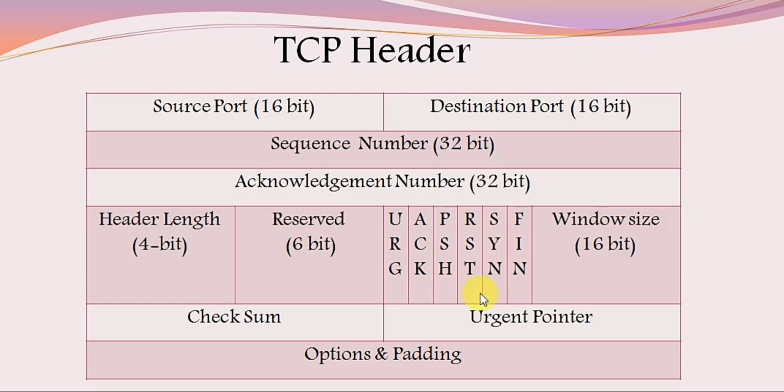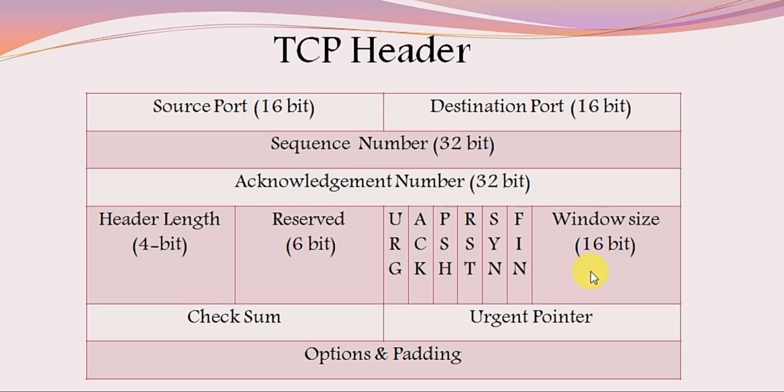RST means reset and SYN means sync flag. This sync flag is used for synchronization. So whenever the first byte is sent, a sync flag indicates the connection request to the server or the receiver. Now see the next flag, that is FIN, which means a terminate or finish flag. Whenever the last byte is sent, this FIN flag is used to indicate the termination of the connection to the receiver. So these are the purposes of the flags that are used in the TCP header.